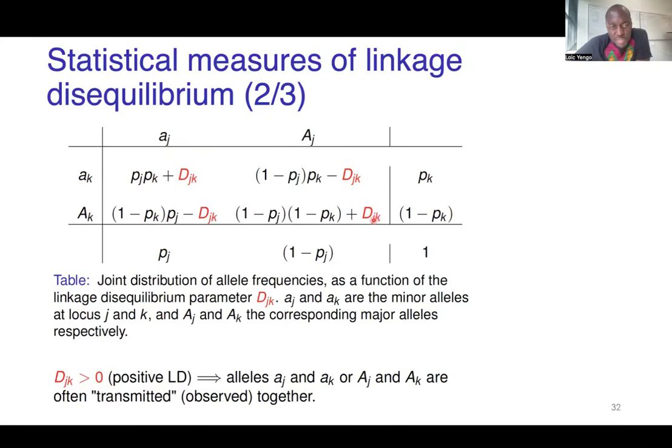So what can we say about the sign of that linkage disequilibrium statistic? When D_JK is positive, we say it's in positive linkage disequilibrium. So those two alleles are in positive linkage disequilibrium if they are more often transmitted together than you would expect by chance, right? But that D_JK can also be negative, meaning that in this context, those two alleles will be less often observed together than what you would expect by chance.